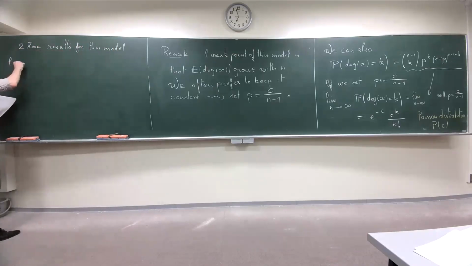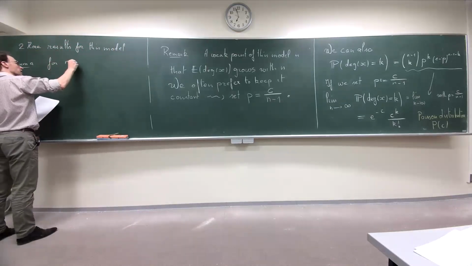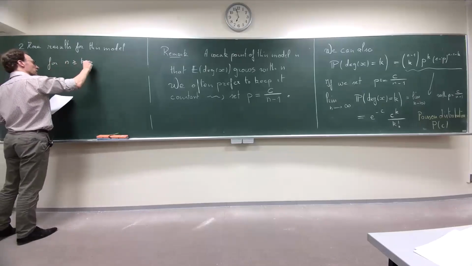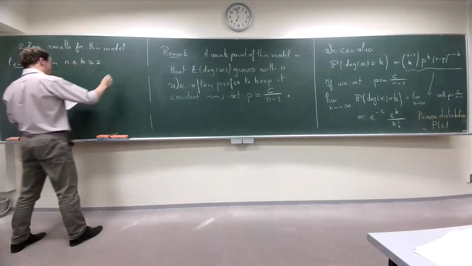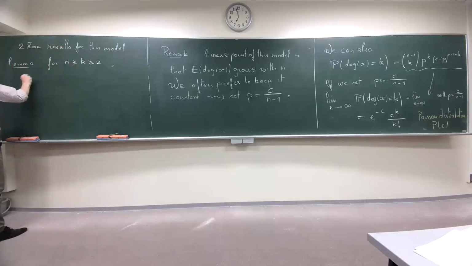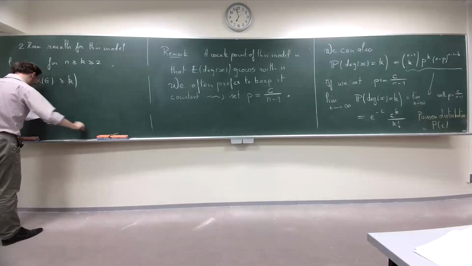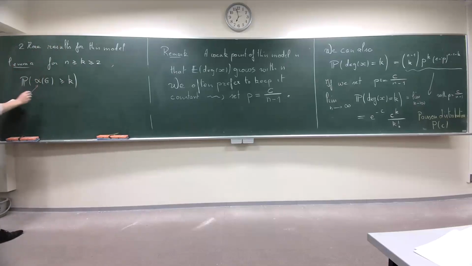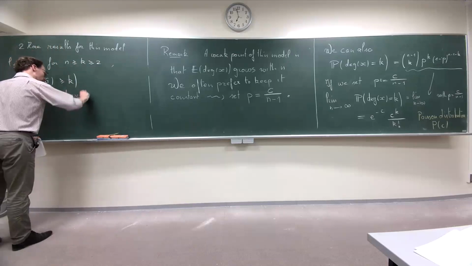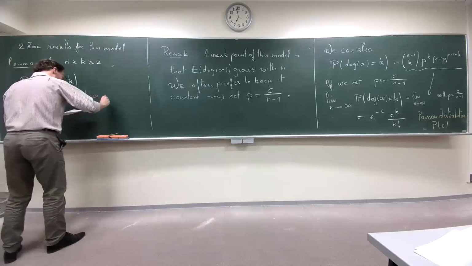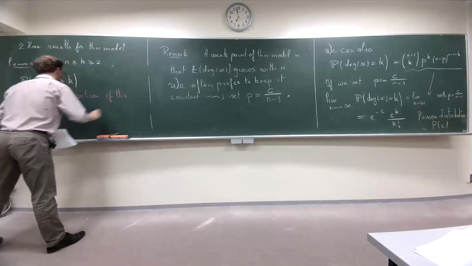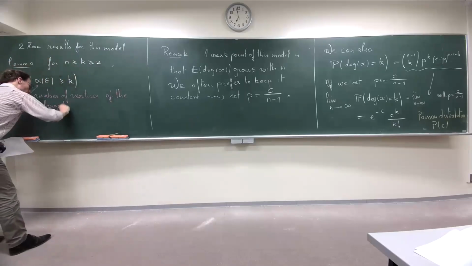So it's a lemma for n bigger or equal to k bigger or equal to 2. What is the probability, or its upper bound, that alpha of G is bigger or equal to k? What is alpha? I used it already two times. It's the number of vertices of the largest independent set.